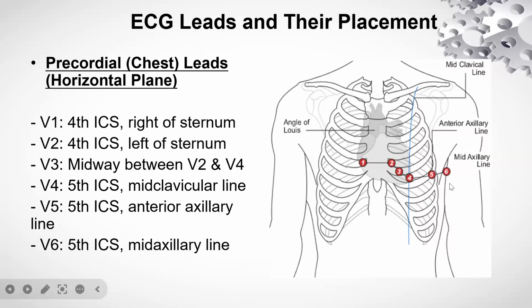The V5 is at the 5th intercostal space, at the anterior axillary line, while the V6 is also at the 5th intercostal space, but this time at the mid axillary line. So this is how you place your chest leads.